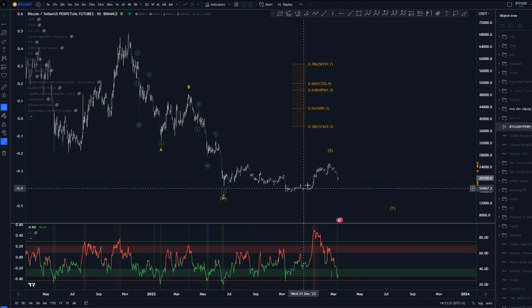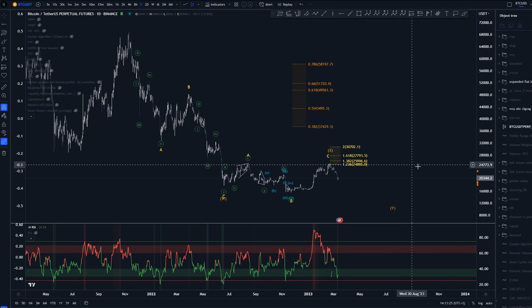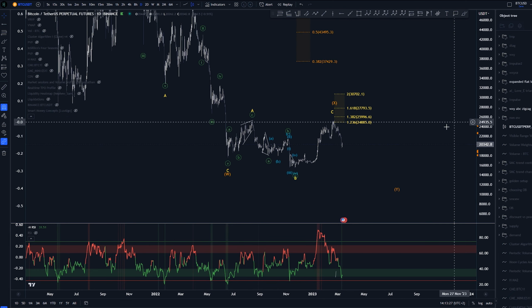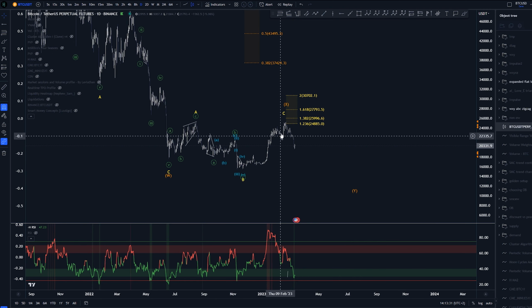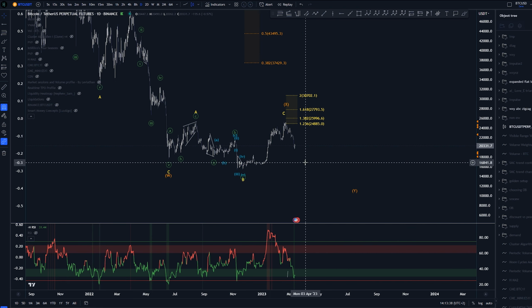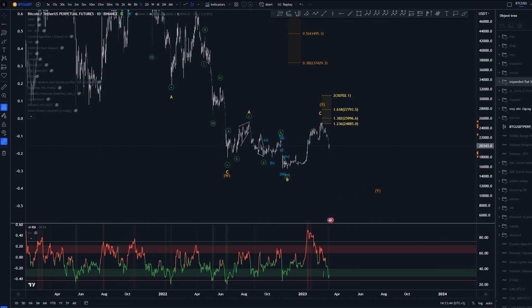Since then, again, we had a potential 3-wave up here in the form of an ABC, this expanded flat, where we would have 3 waves in A, 3 waves in B, and then 5 waves here in C wave, having these divergences, and everything looked very nice for this 5 wave. And again, we are looking for at least some kind of correction to the downside, and that correction we have now had.